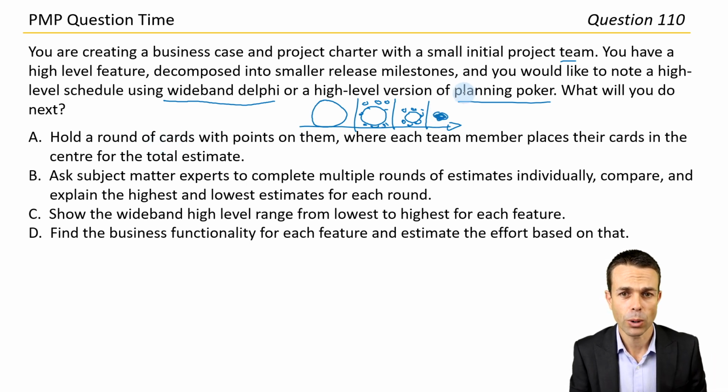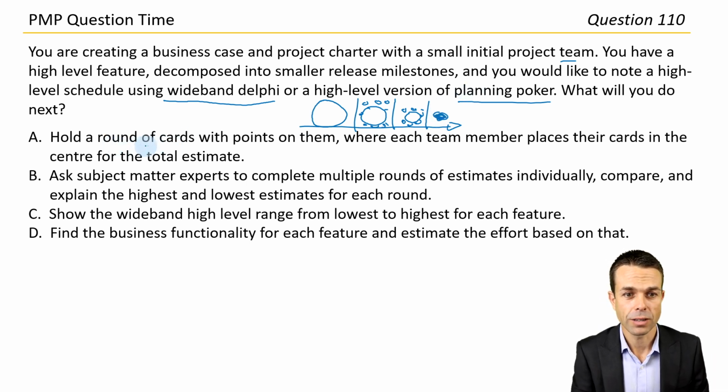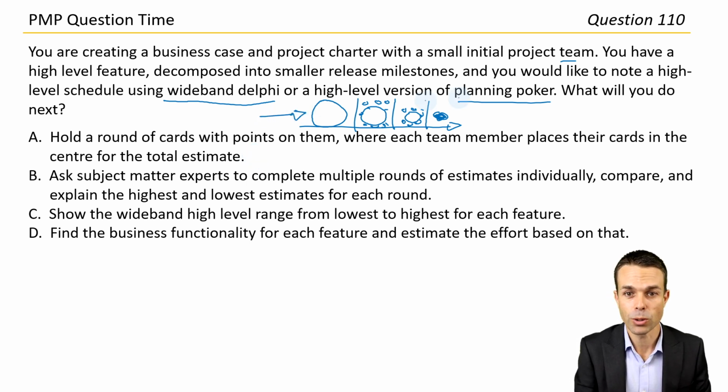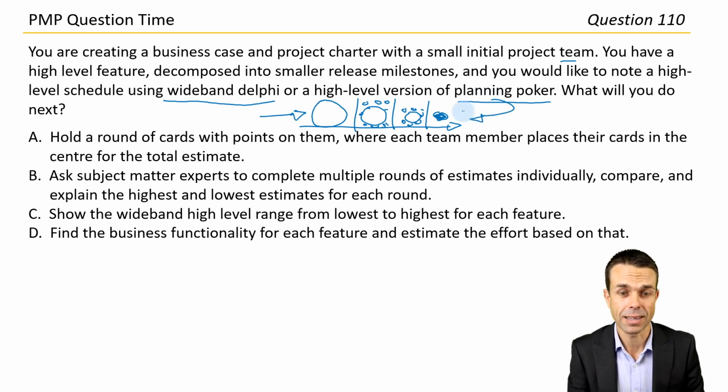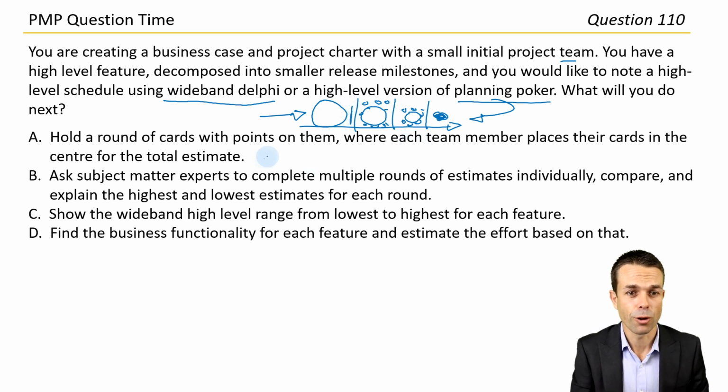So planning poker, hold a round of cards with points on them where each team member places their cards in the center for the total estimate. That sounds correct, but it's not, because it's still this. Planning poker is basically still this, but just with cards. So with playing cards or with numbers. So people change the numbers with each round. Let's put a no for now.